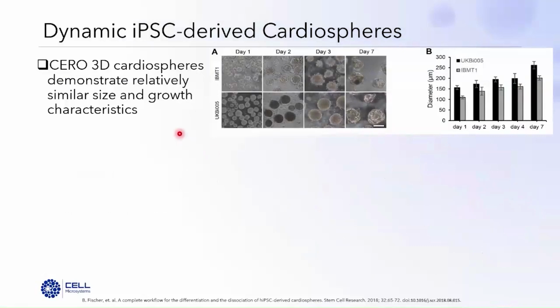So here in these images, you can see on the top is their reprogrammed cell line, and on the bottom is that iPSC line that they sourced. And you can see that for both lines, the cardiospheres demonstrate similar size characteristics. And in the bar graph here, you can see that they also have a similar growth rate with the Zero method. And importantly, I'd like to point out that the error bars for the diameters here are very small. And that's important because that demonstrates that the suspension environment of the Zero 3D supports homogenization throughout the culture.